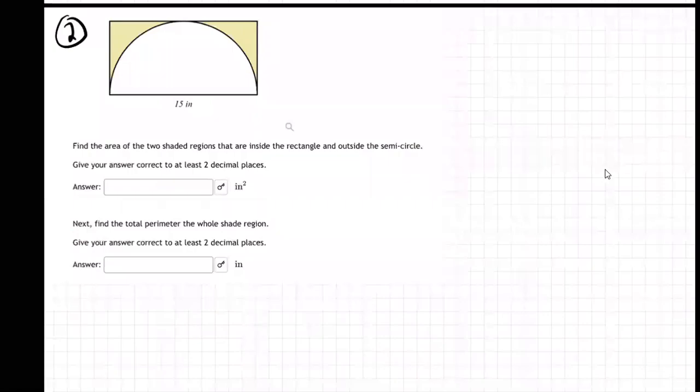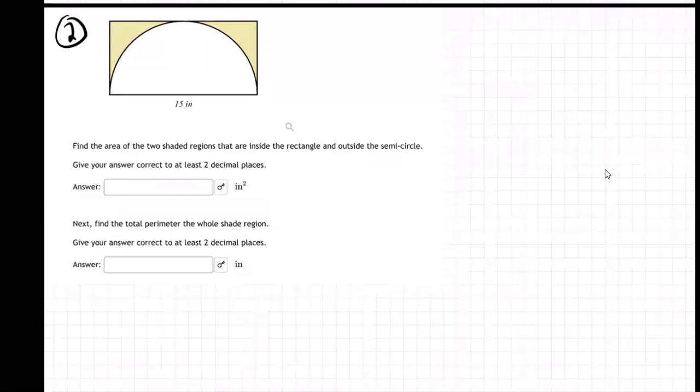Okay, so we have a rectangle, which is really half a square. It says find the area of the two shaded regions that are inside the rectangle and outside the semicircle. So we've got this region and this region. It wants us to find the area of those two regions. So how are we going to find the area of the two shaded regions?